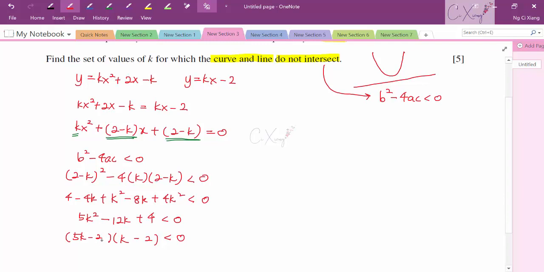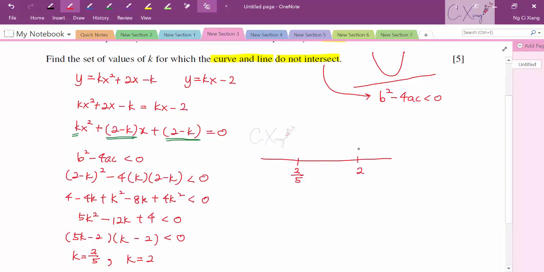All right. Okay, so we get two critical values where k equals 2 over 5 and also k equals 2. All right, so to solve this quadratic inequality, you can opt to use a number line, or you can draw the graph. All right, to find out what value of k we need to substitute so that this whole equation is negative. So my critical values are here.